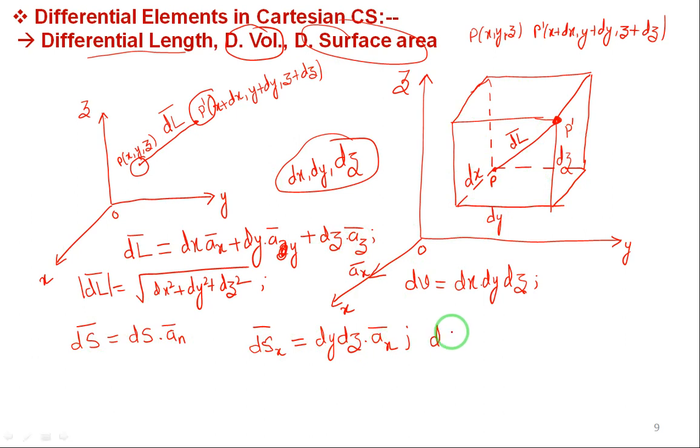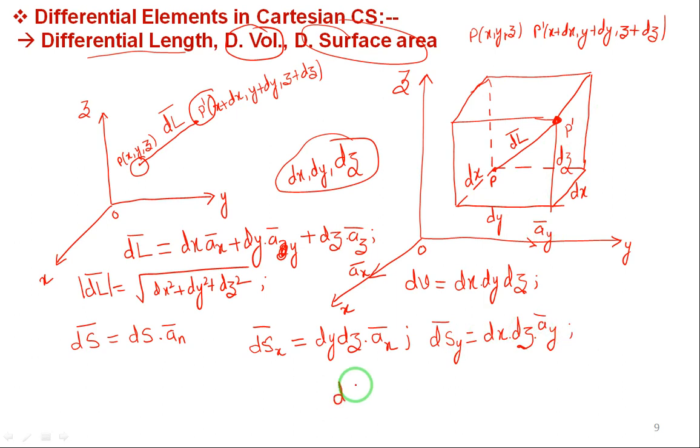Similarly, I want to find the differential surface area along positive y direction. Along positive y direction means this right face, observe here. So what are the sides? This one is dx, and this is dz. So multiply two sides, dx into dz, and the unit vector normal to the right face is ay vector. So dx into dz into ay.